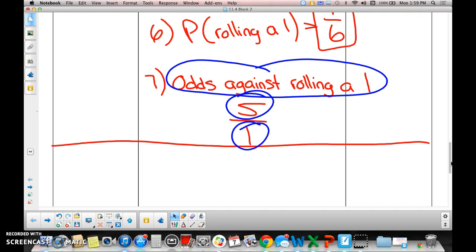Any questions? Wait. What? This isn't really neat, but why is it for the odds? Why is it an improper fraction? Because 5. I'm going to stop it and then we'll talk. Okay.